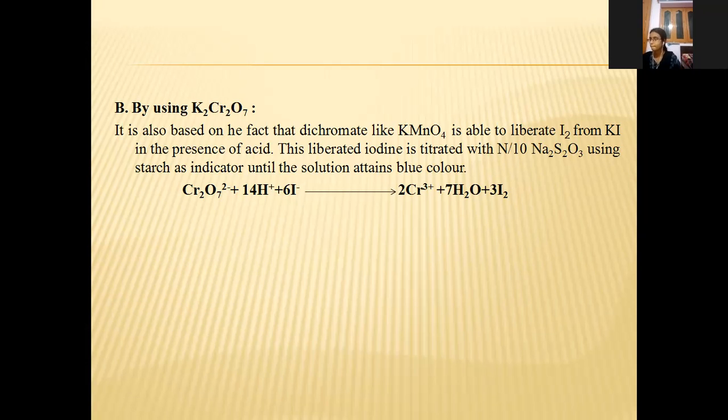Cr2O7 is the dichromate. When the dichromate reacts with 14 hydrogen and 6 iodide, we will get 2 molecules of chromium, 7 water molecules, and 3 iodine molecules.